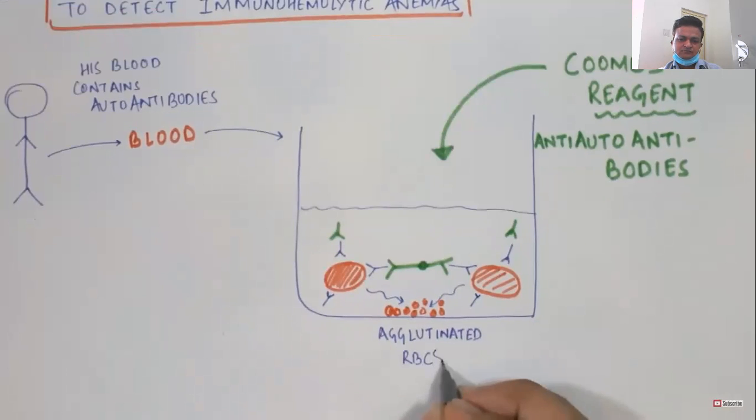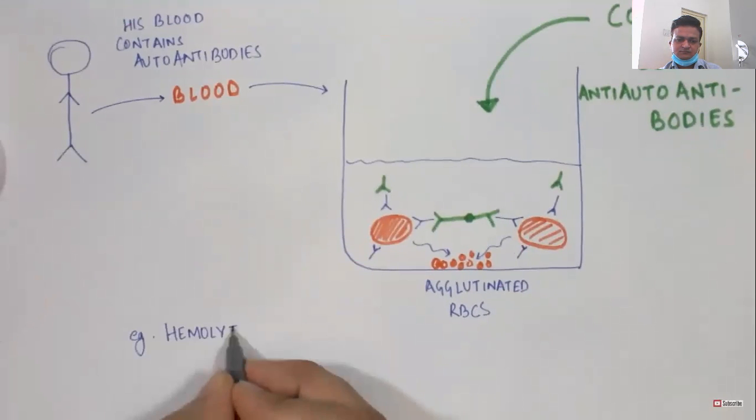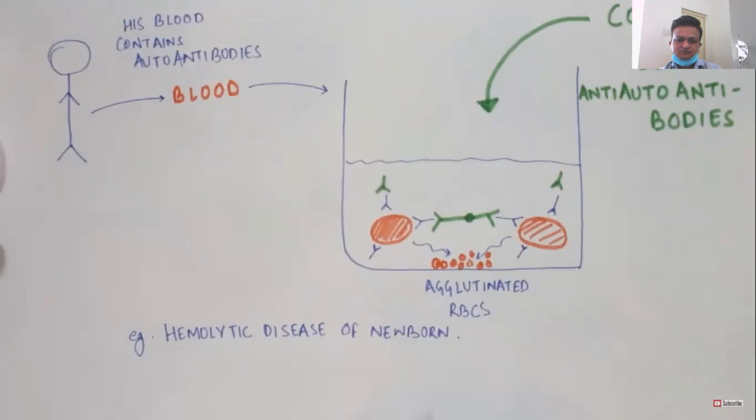So here is the agglutinated mass of the RBCs, and this is a visible reaction which confirms the presence of autoantibodies in the blood sample. And one of the very important conditions in which the direct Coombs test is done is the hemolytic disease of the newborn, which is also a type of immunohemolytic anemia.